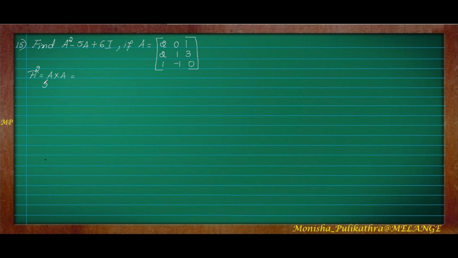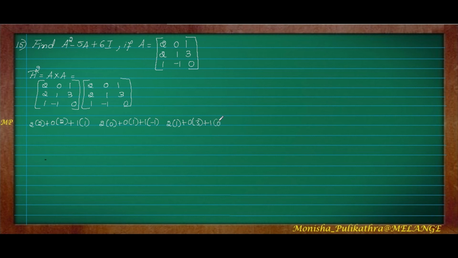So it is 2, 0, 1, 2, 1, 3 and 1, minus 1, 0. We have to multiply the same matrix twice: 2, 1, 0, 2, 0, 1, 2, 1, 3 and 1, minus 1, 0. So first row with all the three columns. 2 into 2 plus 0 into 2 plus 1 into 1. Next is 2 into 0 plus 0 into 1 plus 1 into minus 1. Next 2 into 1 plus 0 into 3 plus 1 into 0.